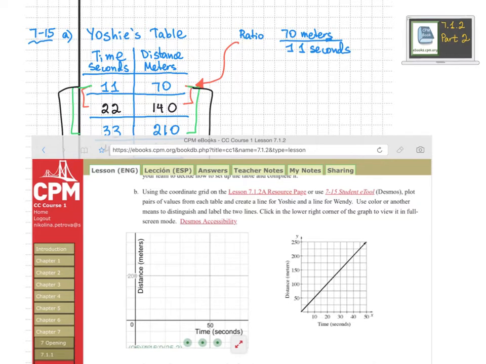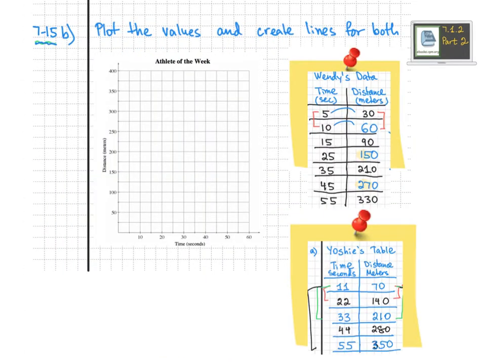If we are going to figure it out using the resource page, we're going to click here. However, they want us to plot pairs of values from each table. So we do have both tables from 7-14 and now 7-15. And to see if we're going to get, well, a line for both people. And then we want to use 2 different colors. So go ahead and click on the link on your ebook and pause the video. After clicking on the link, you should have this visual or graph set up without the lines, of course.